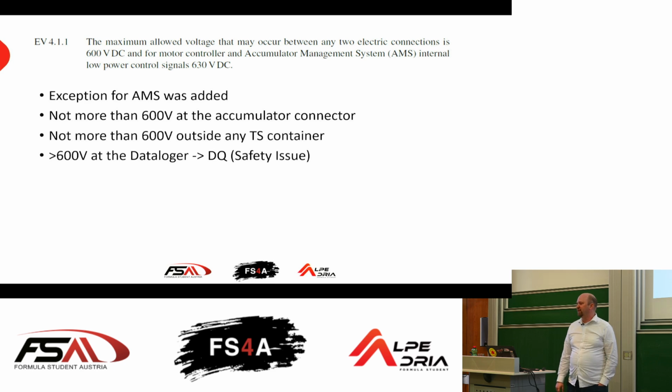Another small change is about the RMS voltage, the 600 volt voltage. Till now, it was allowed in the rules to have a little bit more than 600 volts in the inverter for the gate signals. Now there's also this exemption for the AMS. It is important to never have more than 600 volts at the accumulator connector, not at the data logger, because more than 600 volts at the data logger will be a DQ. So always be careful about your braking energy.